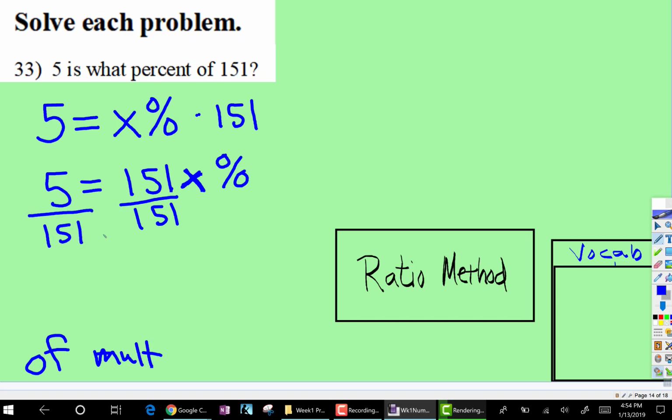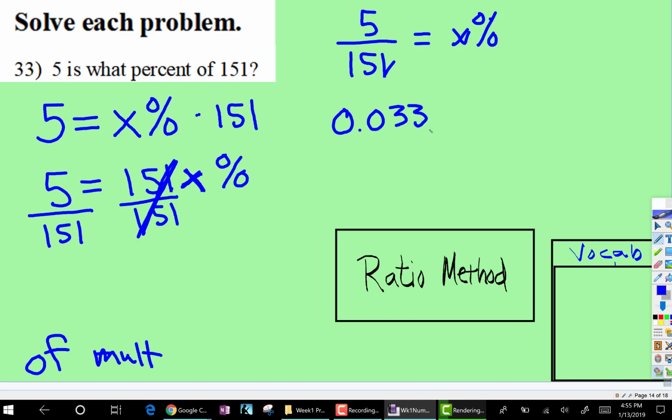That's an equality property. So now that cancels. And I do not know what 5 divided by 151 is in my head. So go ahead and divide. 5 divided by 151, that's going to be x percent. Now notice when you do 5 divided by 151, you're going to get this decimal, 0.0331, and it goes on for a bit.